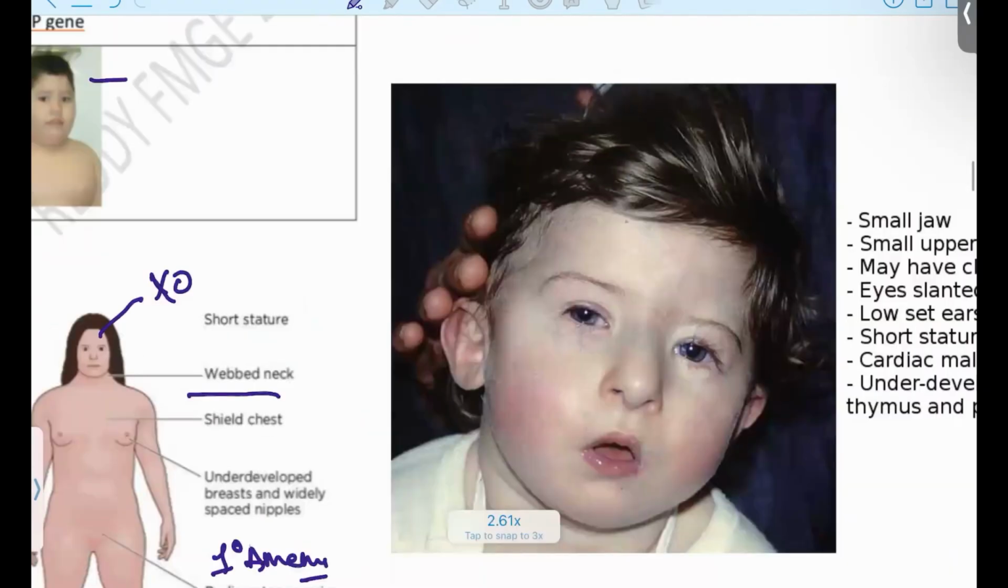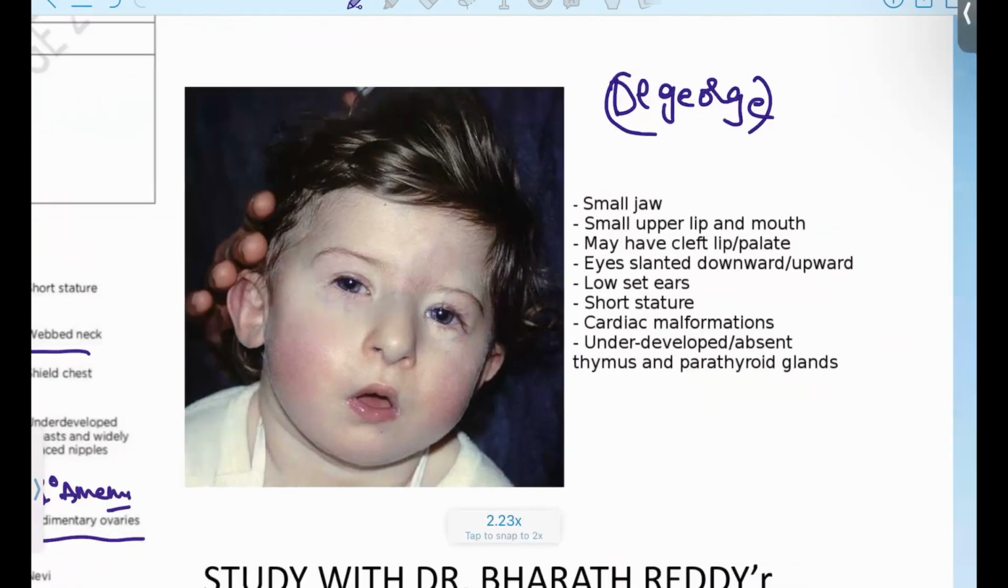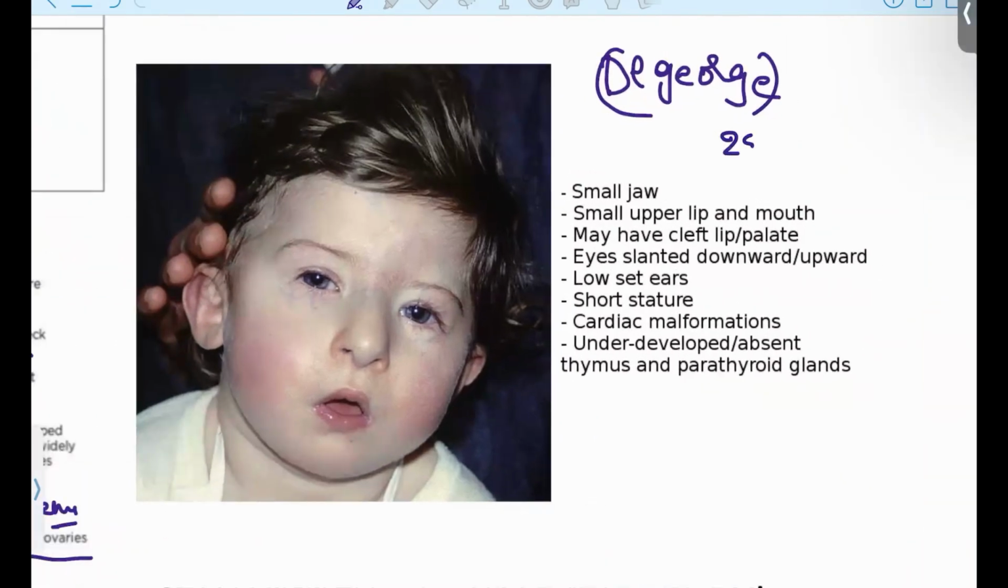Next, this is another condition. You can recall this is DiGeorge syndrome. And in DiGeorge syndrome, what are the features? The patient will have a chromosome 22 deletion, right? Symptoms include cardiac malformation, decreased thymus or parathyroid glands, low set ears, cleft lip, and the patient will also have a small jaw, micrognathia. All this will lead to an immunodeficiency disorder also.